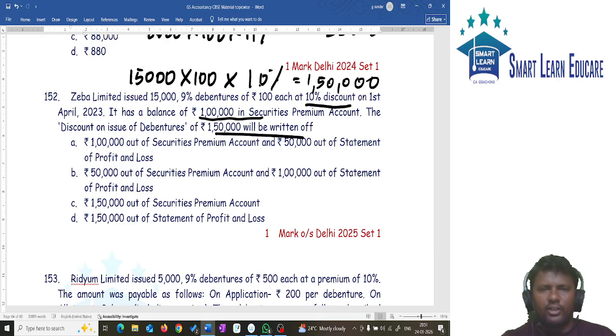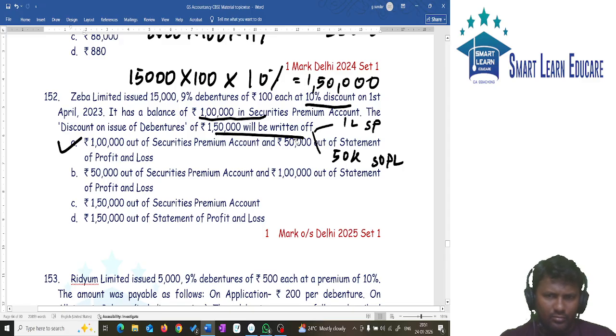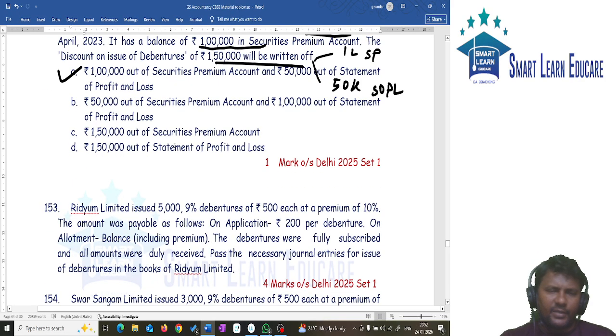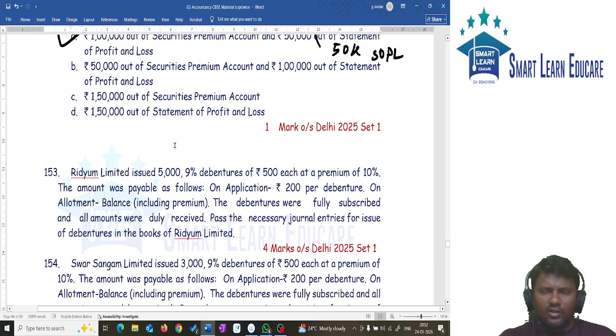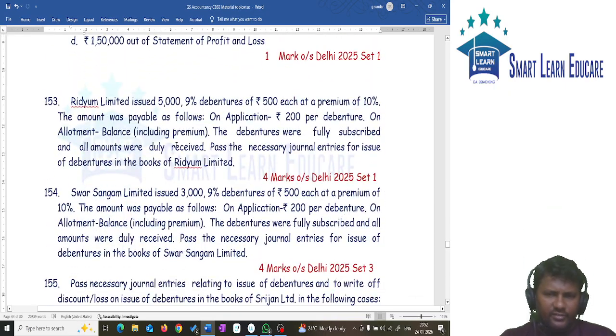And also we have a securities premium of 1 lakh. Out of 1 lakh 50,000, 1 lakh will be adjusted against securities premium. Balance we have is 50,000. This 50,000 will be taken out of SOPL, statement of profit and loss. So we will debit this to P&L account. So this is the answer we need. 1 lakh is adjusted towards securities premium, 50,000 is out of P&L account. So with this we completed around 152 questions.